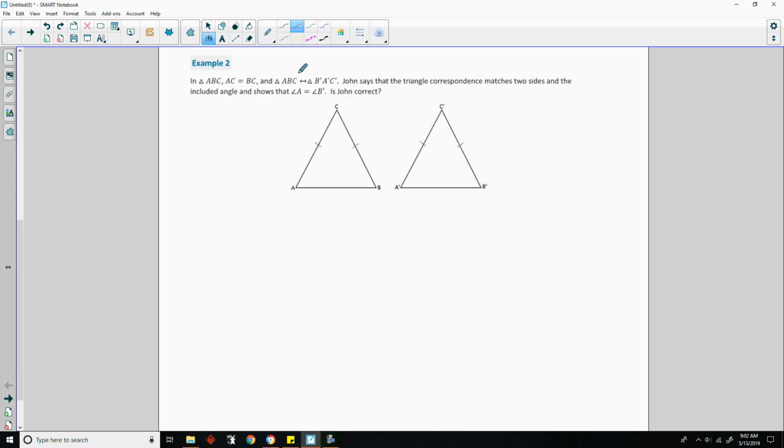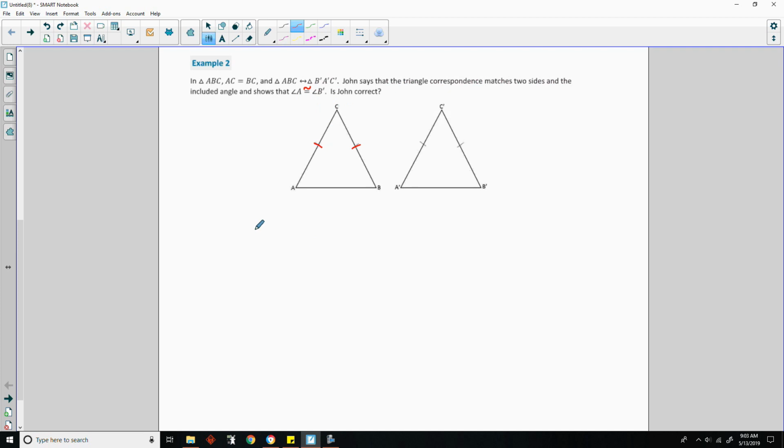Okay, example 2 says, in triangle ABC, AC equals BC. So AC is the same length as BC. And triangle ABC corresponds to triangle B prime, A prime, C prime. John says that the triangle correspondence matches two sides and the included angle and shows that angle A is equal to angle B. And again, I don't like that word equal for angles. The measure of angle A may be equal to the measure of angle B, but angle A is congruent to angle B. I'm a little picky on that.